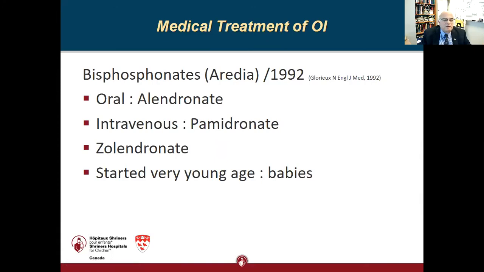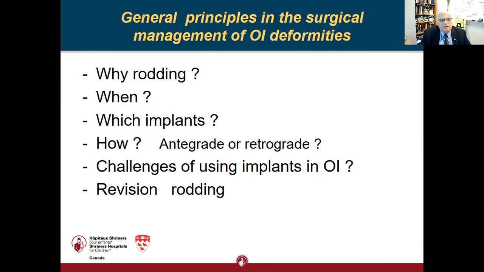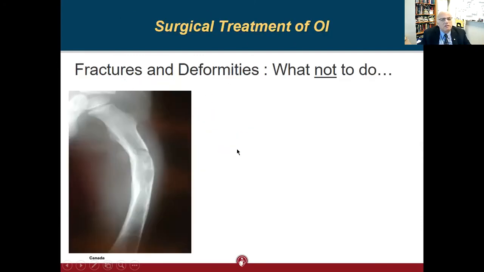The medical treatment, the standard is bisphosphonates, and you have several types of bisphosphonate. Now we are starting to use them at a very young age, in babies, in fact. The principle of the surgical management in OI, as I mentioned, is use of intramedullary rods. And we'll go now, why do we have this rodding, when, which implants, and how?